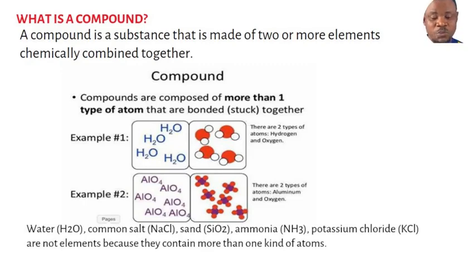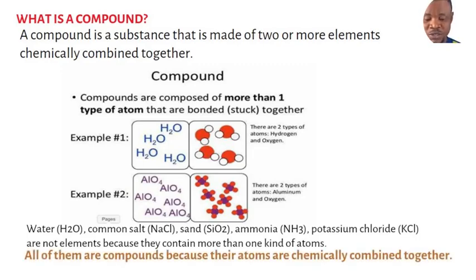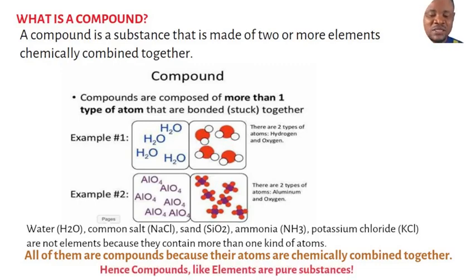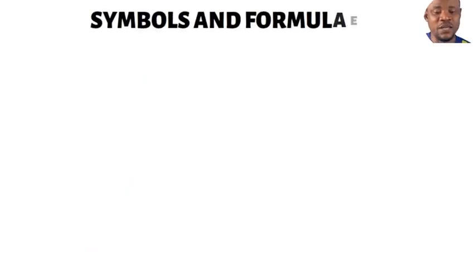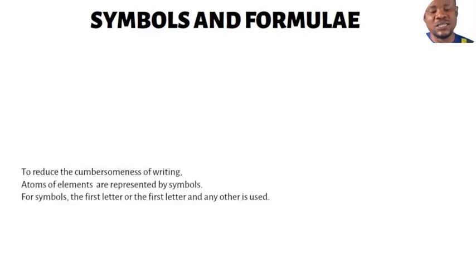Water, common salt, which is sodium chloride, sand, which is silicon dioxide, ammonia, potassium chloride. All of these are what now? Compounds, because they contain more than one kind of atom. You can see the atoms expressly written there. For sodium chloride, it's sodium and chlorine. For sand, it's silicon and oxygen. All of them are compounds also because their atoms are chemically combined together. Hence, compounds, like elements, are pure substances.